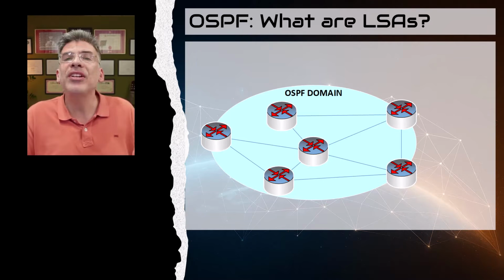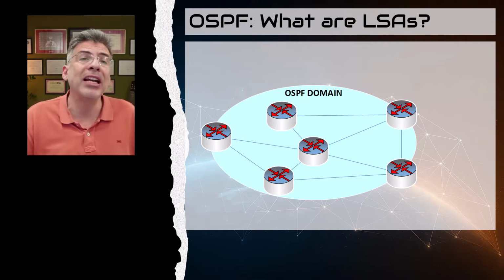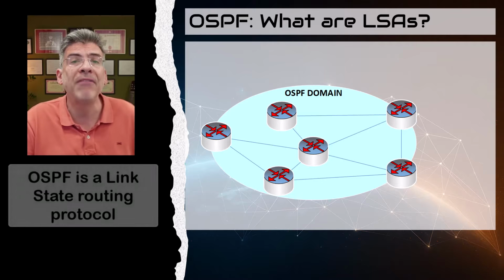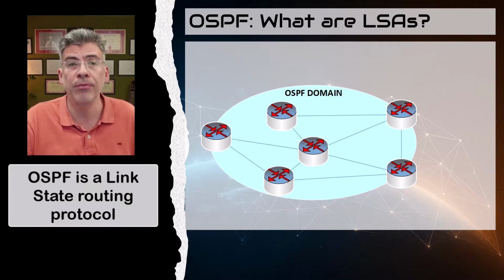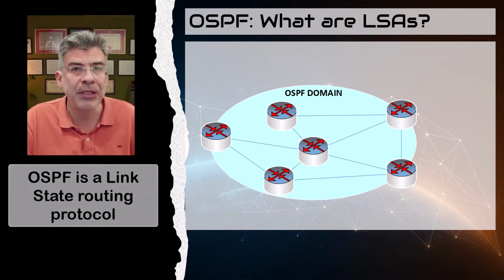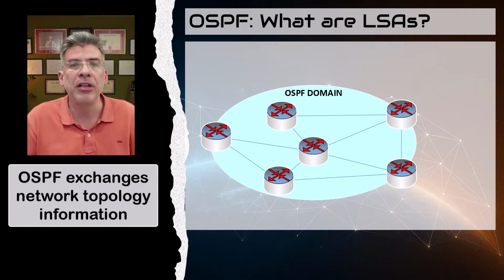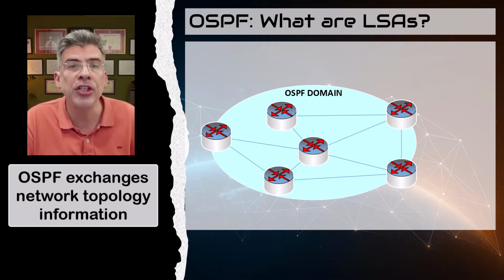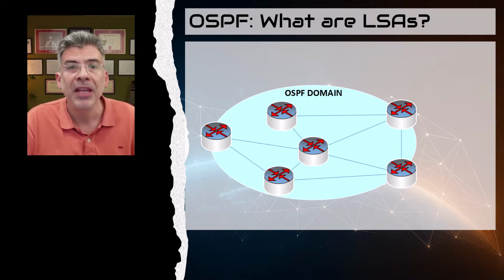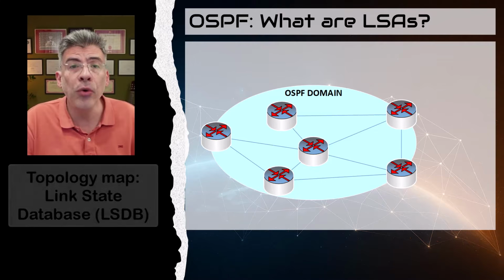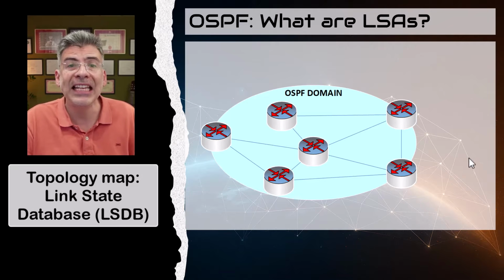Well, in order to understand what LSAs are, it's important to remember that OSPF is a link state routing protocol. That means that OSPF shares not only networks between routers, but more importantly, it shares topology information so that each router can build an internal map of the whole topology of the OSPF area. That internal map is known as the OSPF Link State Database, or LSDB.